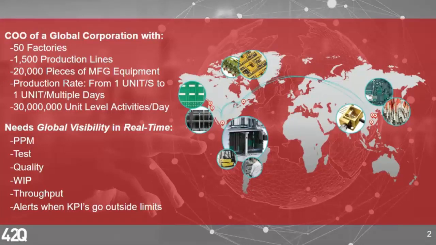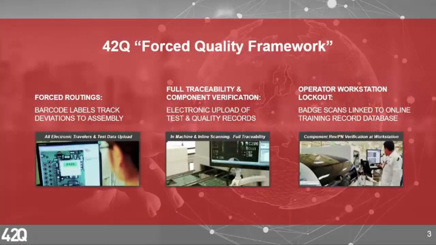All right, but before we jump into those, let's talk about how 42Q actually accomplishes gathering this data and helps you make sure that things are running as well as possible in your facility. The way we do this is that 42Q uses what's called a forced quality framework. This means that we are forcing the units to follow the route that you built for them, with forced routings where any deviations have to be authorized. So if you have a testing step in your route, the system will not allow somebody to just skip that testing step to try and save time.